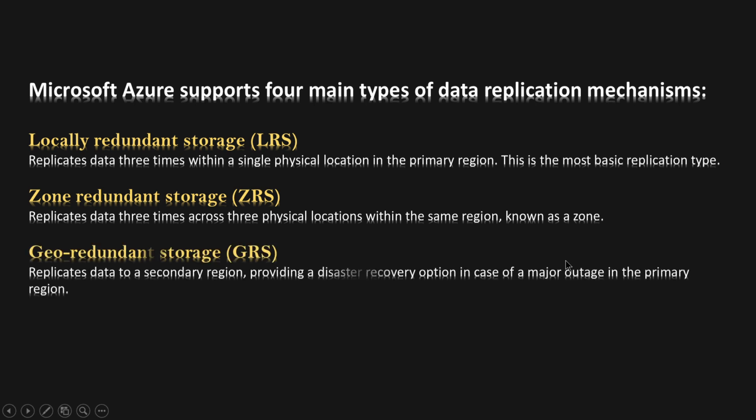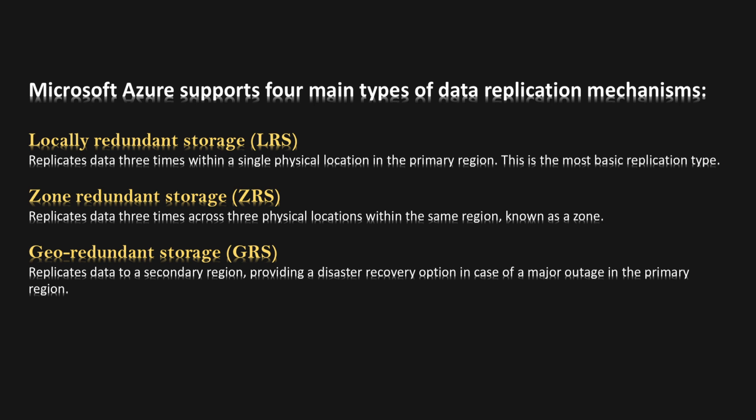Next we have geo-redundant storage, also called GRS. It replicates the data to a secondary region also, providing a disaster recovery option if there is a major outage in the primary region. So I will give an example of this. There is a financial institution that uses GRS for their customer records and transaction histories. GRS replicates their data to a secondary region also. If there is a failure in one region, then the data is safe in the secondary region.